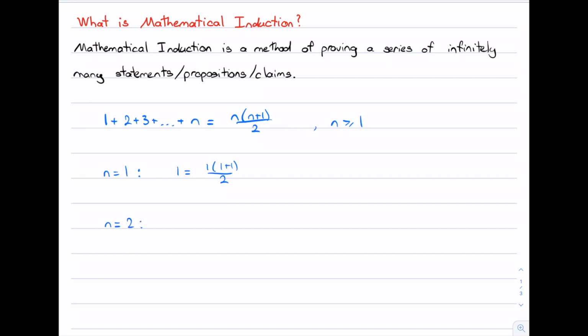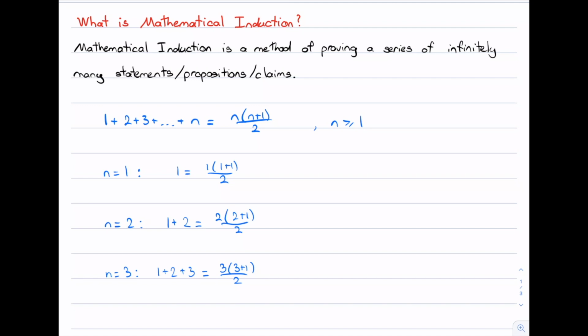Well, when n is equal to 2, we have 1 plus 2 on the left-hand side, which is of course 3. And on the right-hand side, we have 2 times 2 plus 1 over 2, which is of course 3 as well. And we can keep doing this. We'll just do one more. N equals 3. We have 1 plus 2 plus 3 and we stop there. But then we're claiming that that's equal to 3 times 3 plus 1 over 2. Of course, that's 3 times 4 over 2, which is equal to 6, which is the same as the left-hand side.